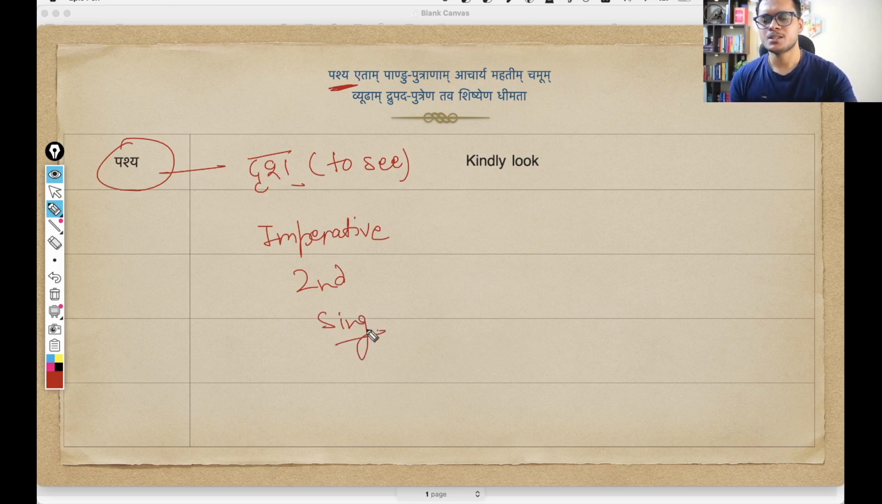Singular form you already know relates to one person. Second person means madhyam purush, whenever you are directly addressing someone, like you study, you do this. So whenever this is the case, we use second person, madhyam purush, same as we have the persons in English. So second person, imperative mood. I hope you remember this.